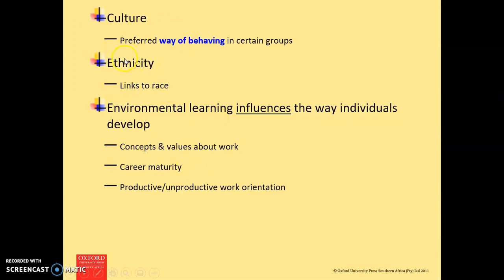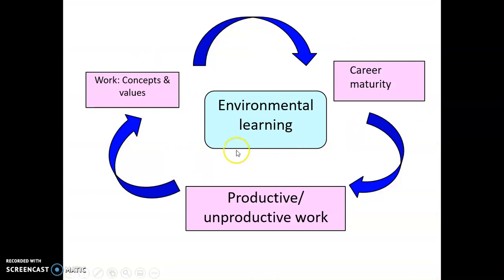Culture and ethnicity, like I mentioned, actually influence our behavior. Ethnicity is linked to race. Culture is defined as a preferred way of behaving in certain groups. Environmental learning influences the way an individual develops. That means in terms of concepts and values about work, career maturity. That means productive or unproductive work behavior that you prefer. So these are actually the learning that you experience from the environments that make you behave like that. So I put in this slide.